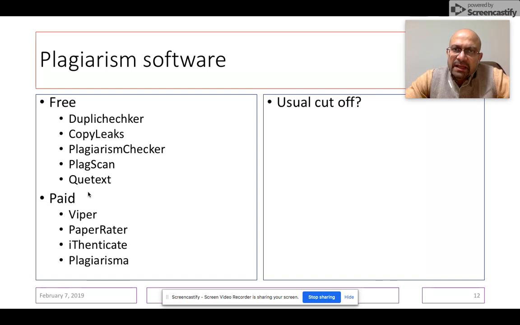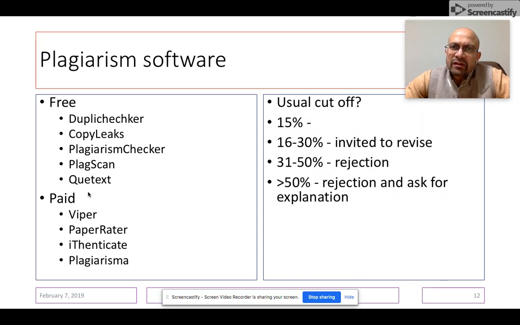value. But then there are some journal guidelines which are followed by most journals, in which they say that if there is less than 15% plagiarism, we will accept the article. If it's 16 to 30%, we will invite the authors to revise the article. If it's 31 to 50%, the journals would outrightly reject your article. And if it's more than 50%, you might even be asked to give an explanation why there was so much plagiarism in your paper.